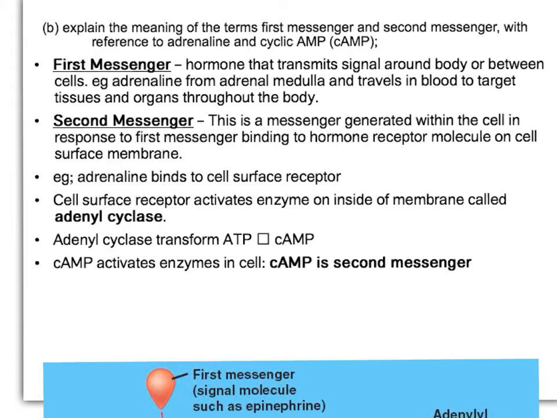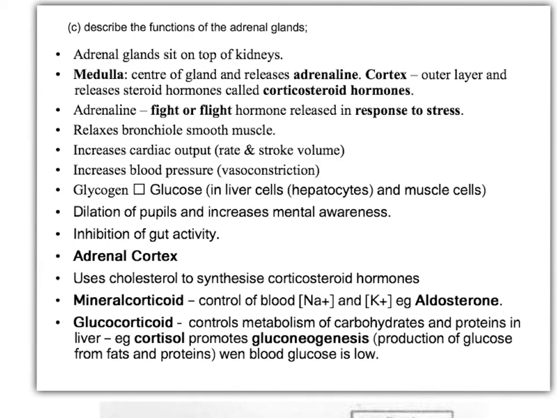So moving on to the next slide. This slide deals specifically with one particular type of endocrine gland, the adrenal gland. You've got to be able to describe the functions of the adrenal gland. So moving on quickly, the adrenal gland: first of all, where it is, you can find it on top of the kidney. I'll show you a diagram of this in a second.